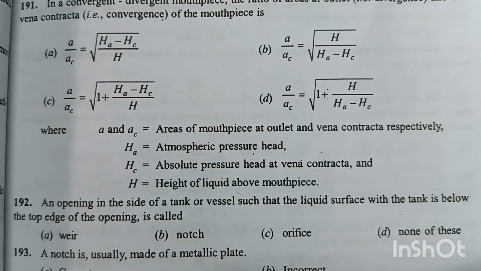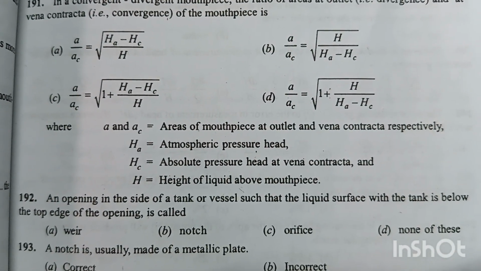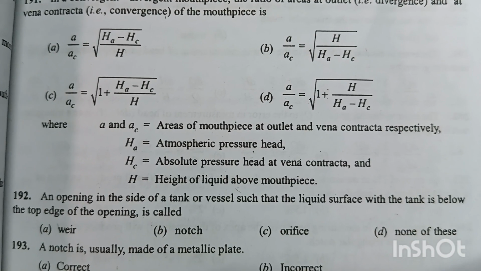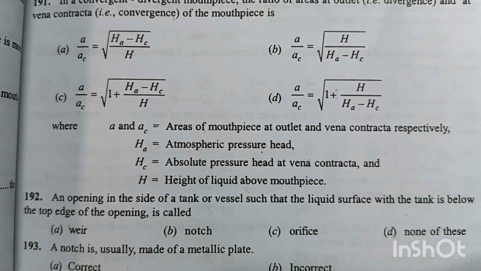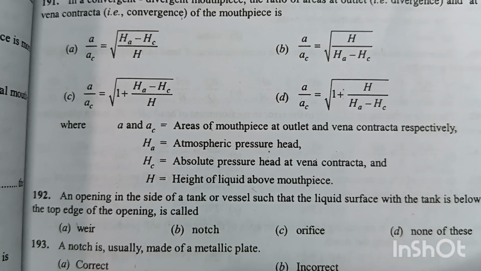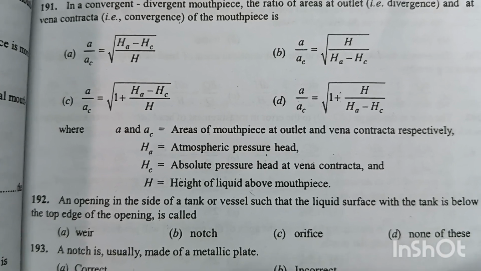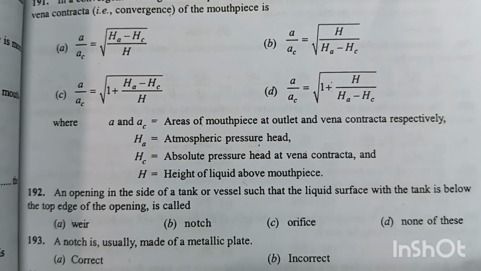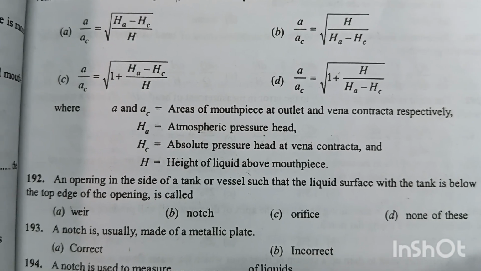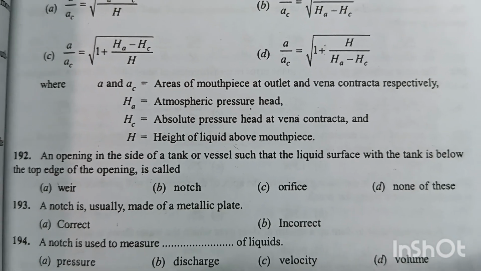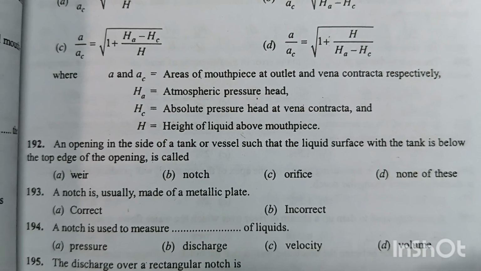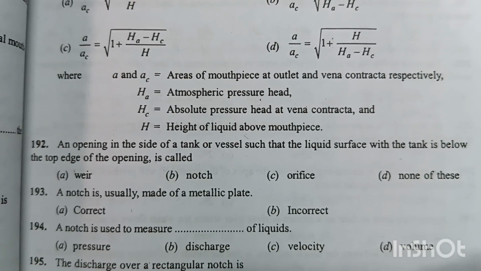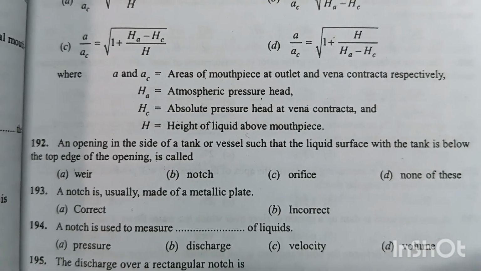Question number 192. An opening in the side of a tank or vessel such that the liquid surface in the tank is below the top edge of the opening is known as notch. Option B is right answer. Question number 193. A notch is usually made of a metallic plate. Option A is right answer. Correct. Question number 194. A notch is used to measure the discharge of liquids. Option B is right answer.